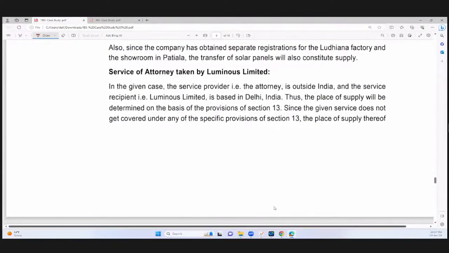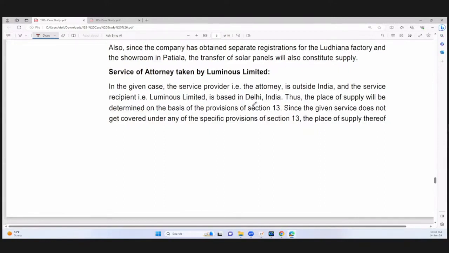अब देखो सेक्शन 12 कब लगता था? Section 12 of the IGST Act. It becomes applicable when the recipient of the service and service provider both are in India. And when one of them is outside India, यहाँ पे service provider is outside India, then section 13 becomes applicable. So thus the place of supply, since in the given case service provider is outside India and service recipient is based in India, so when one of the persons, a service provider or service recipient, anyone is outside India, then instead of section 12, section 13 becomes applicable.